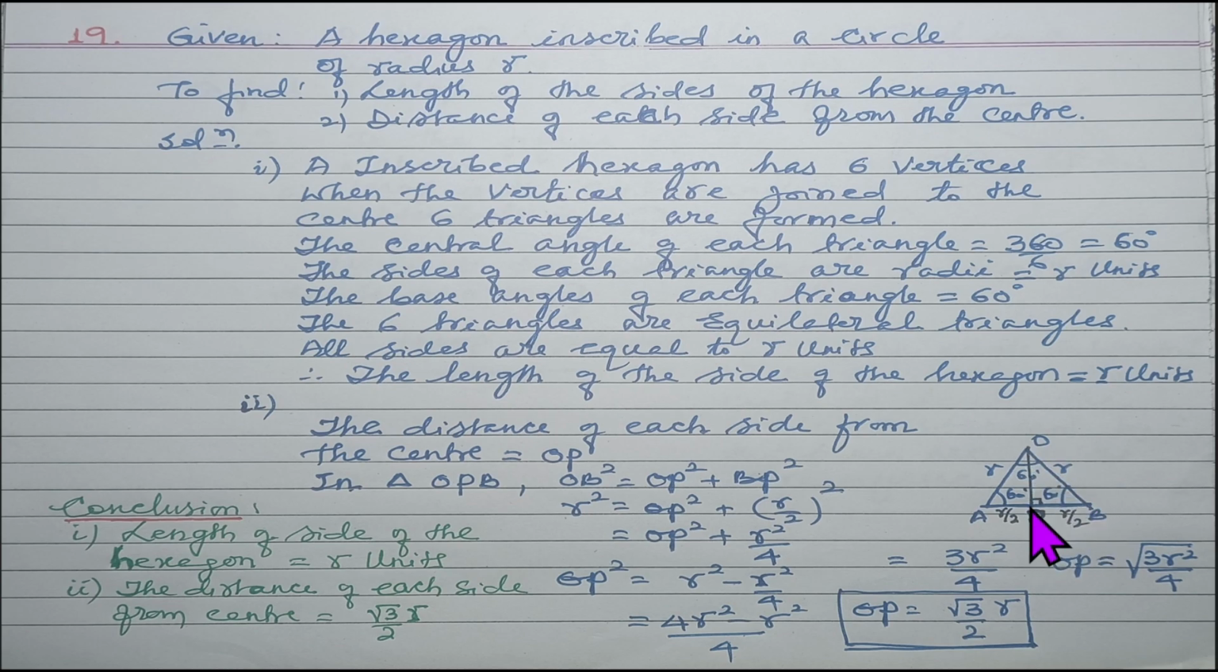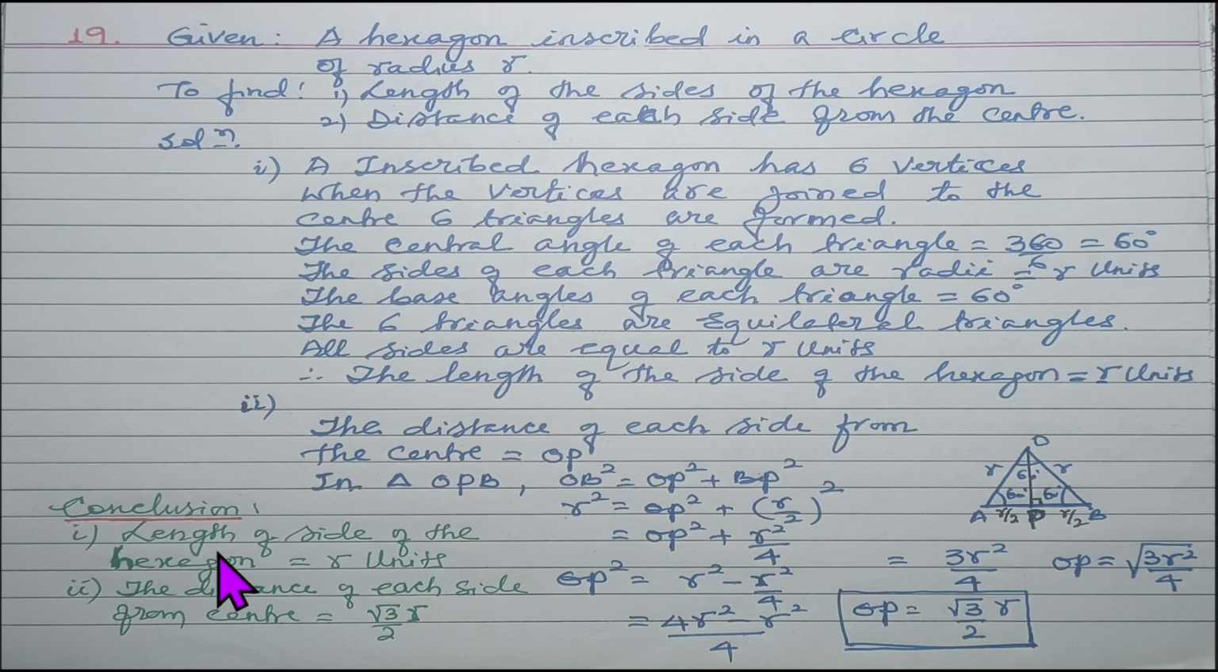Now OB square is equal to OP square plus PB square, and OB square is r square. So we have r square equals OP square plus r by 2 whole square. So OP square is equal to r square minus r square by 4. Taking the LCM, OP square is 4r square minus r square by 4, which is 3r square by 4. To find OP I have to take the square root of that. So OP is equal to root 3 by 2 into r, and that is the distance of each side of the regular hexagon from the center.